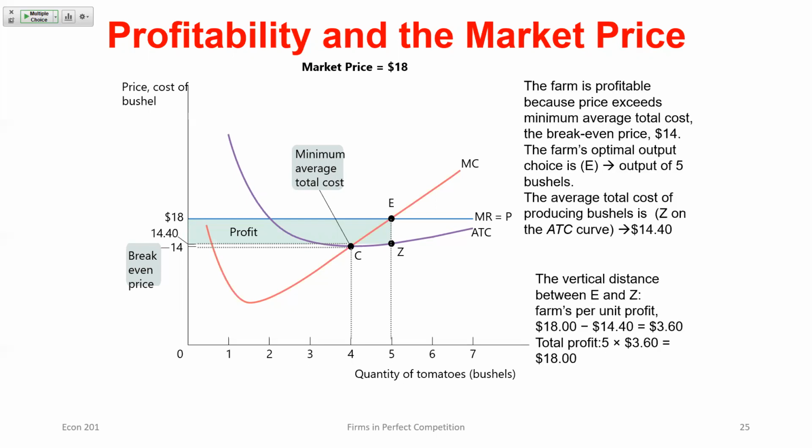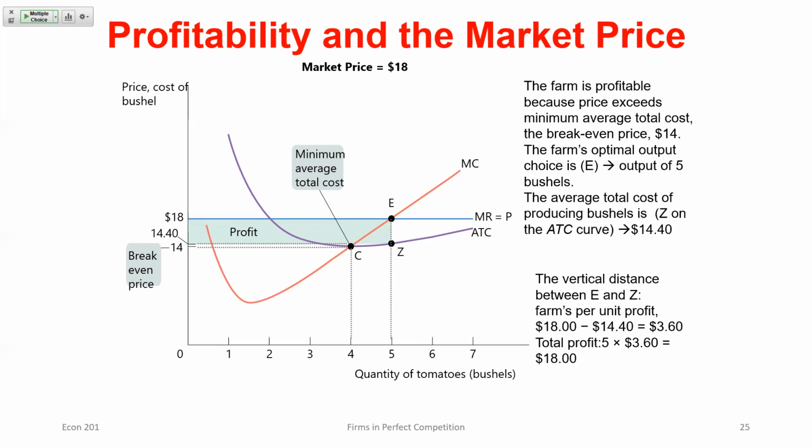You could go through and make the calculation. I gave you the average total cost of 14.4, so you could find the difference. Take that price of 18, take that average total cost of 14.4, plug them into our profit equation, then take that difference and multiply it by the optimal quantity the firm chooses, which here is 5. Is it clear how you would do that?